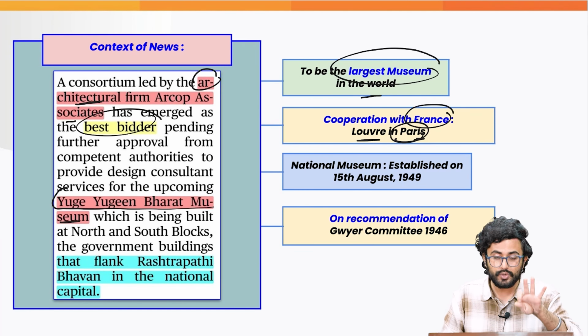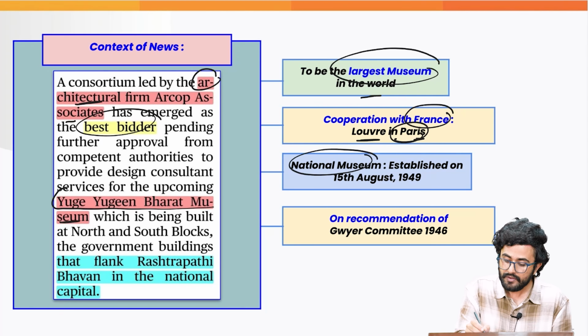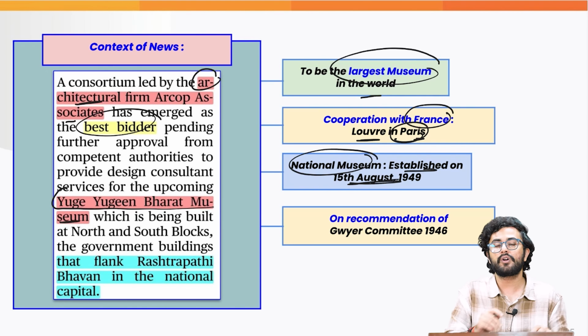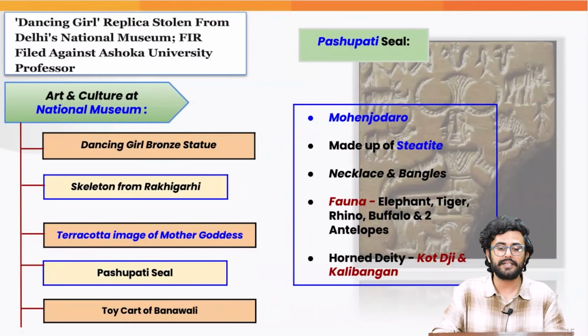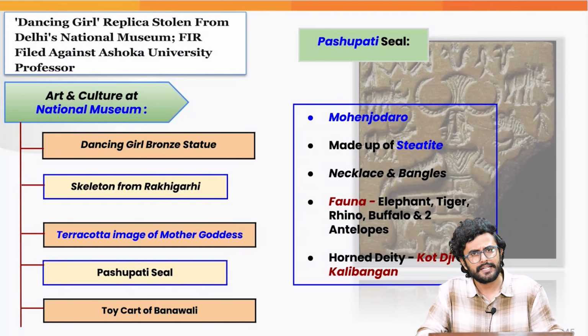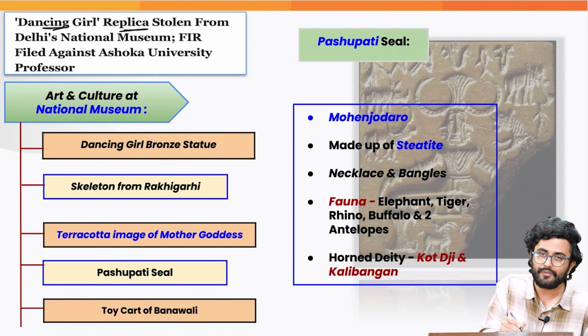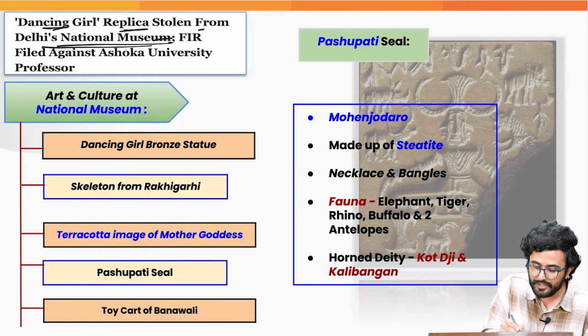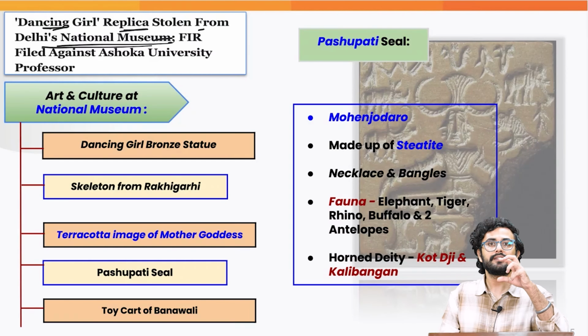So this Yug Yugeen Bharat Museum will replace the National Museum which we have right now, which was established on 15th of August 1949 on the recommendation of the Gorwala Committee of 1946, which was very recently in the news as well, because the dancing girl's replica was stolen from Delhi's National Museum. Again, there are a lot of artifacts beside this dancing girl as well.